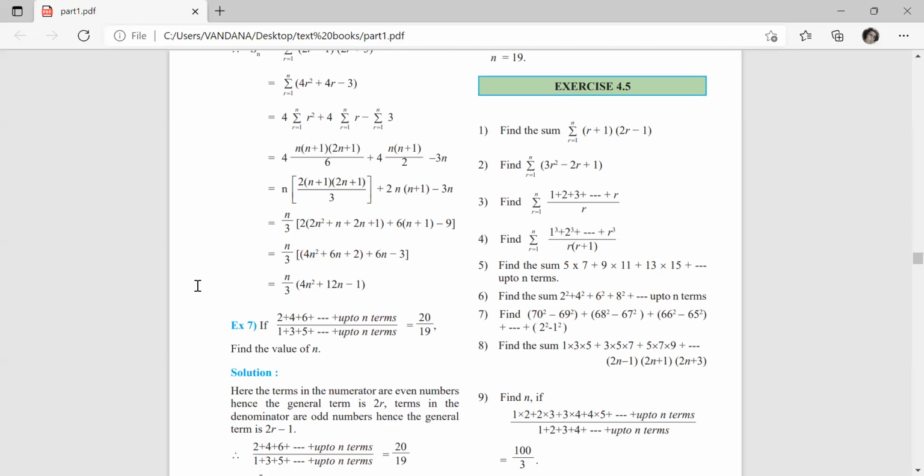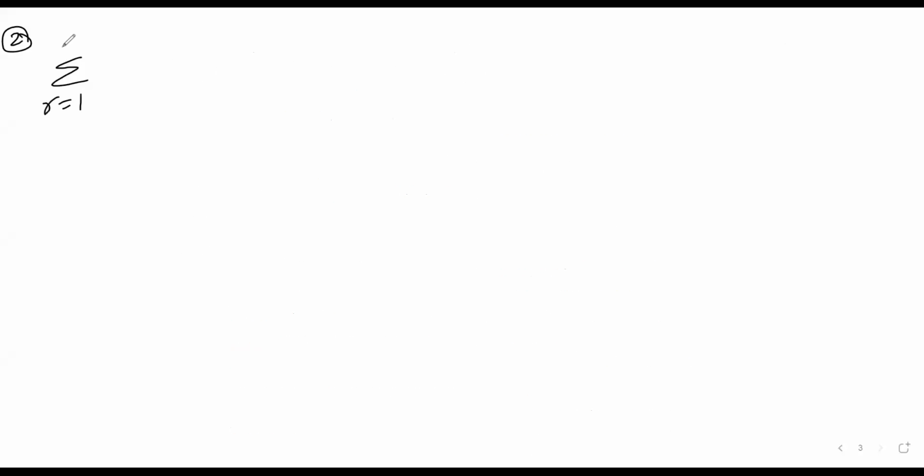Then the second sum is find summation r runs from 1 to n, 3r square minus 2r plus 1. If you find it difficult, what you can do is you can pause the video, write down the answer, and then you can move ahead. 3r square minus 2r plus 1.